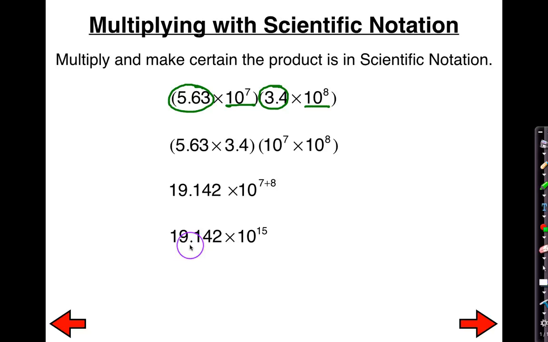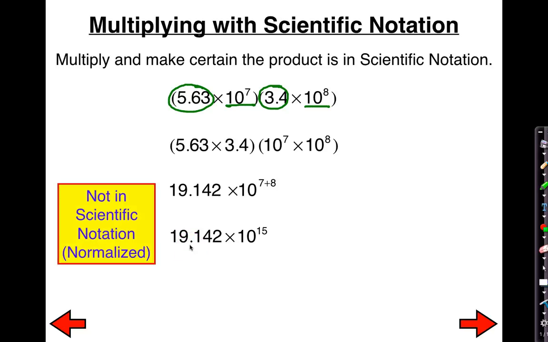Notice this answer is not in normalized scientific notation. How come? Well, because our coefficient is too big. It's 19. The boundary is either greater or equal to 1 or less than 10. And this is definitely not less than 10, so we're going to have to adjust it.